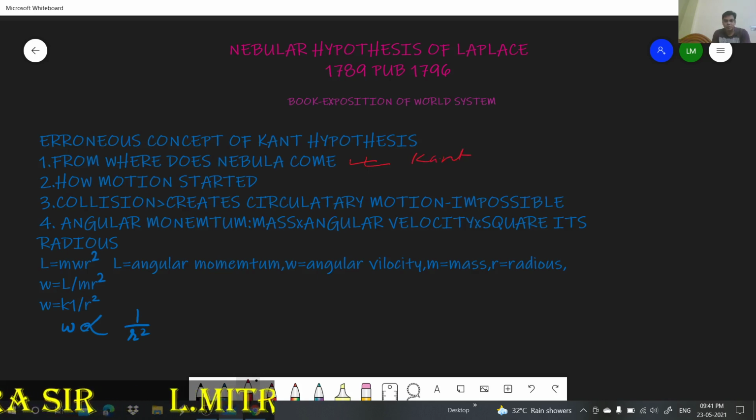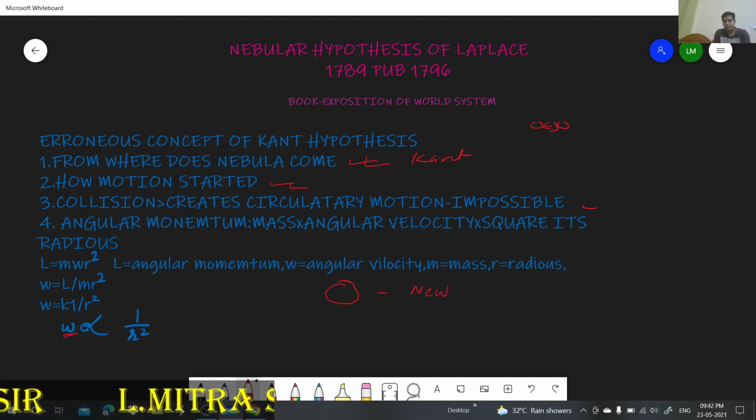We also discussed how the motion came into the gas or the nebula, that was unknown. And if two particles collide with each other, creating a circular motion, that was also impossible in Kant's theory. Also the fourth criticism we discussed: the angular velocity is inverse to the radius, so if the radius is high, the speed and angular momentum would also be high. So this concept was against the Newtonian law.